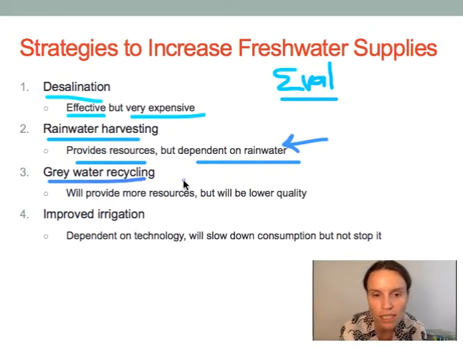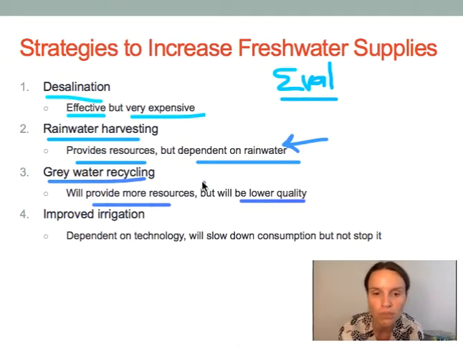The next is a process called gray water recycling. And so gray water is water that has been sort of gently used in irrigation or household use, and it does provide more resources, but the resources are of a little bit lower quality. They have to be filtered pretty carefully in order to be used for consumption.